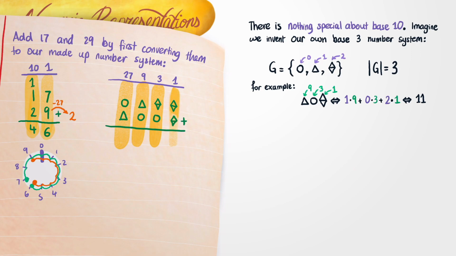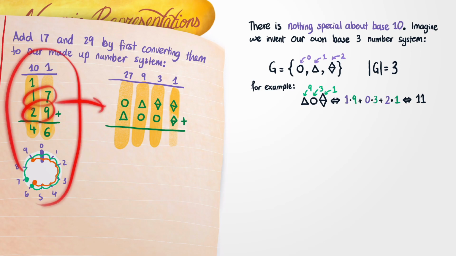And now we're actually ready to add, but let's just check that we have the right number. This 1 over here represents 1 times 27, and then this 2 over here represents 2 times 1. So that means we have the number 27 plus 2, which of course is the same thing as 29. Okay, so now that we've represented these numbers in terms of our new number system, now we can just perform the exact same algorithm to actually add the two numbers together.